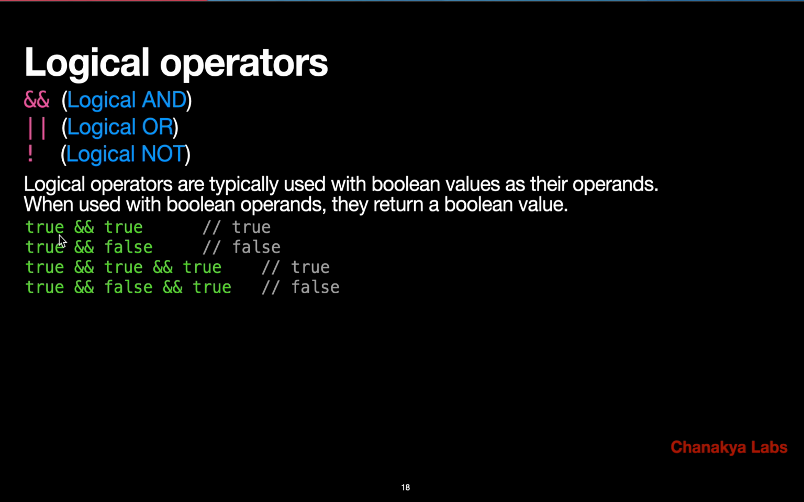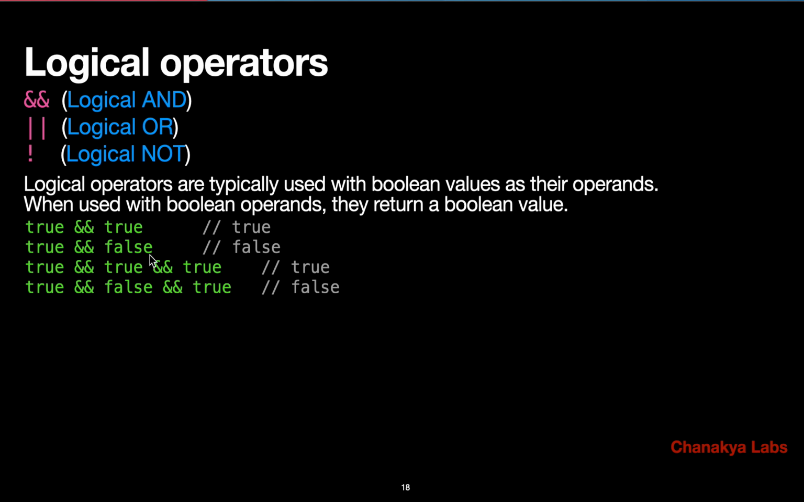Now you see, what is and? You might have seen it in your undergrad courses also, right? The whole and expression is true when all the arguments are true. So here, true and true will be true, because both the operands are true. However, true and false, one is true and another is false, so both are not true, and that's why this whole expression will evaluate to false.